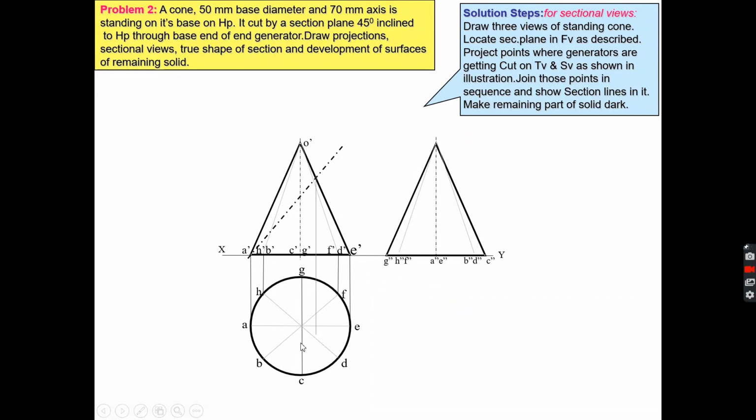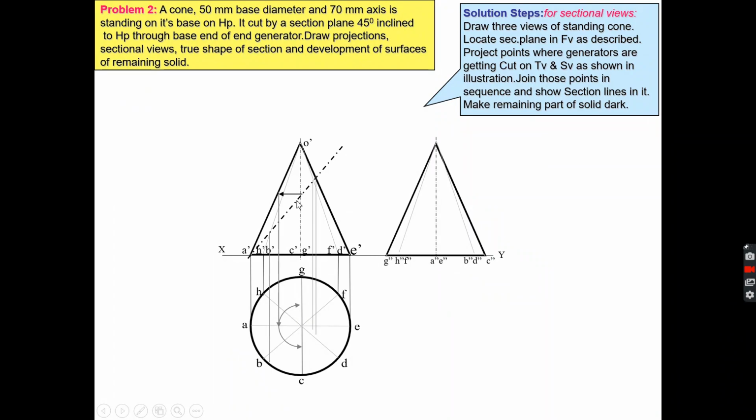This is your generator OE, this is your OE, this is your generator O dash, F dash and O dash, D dash. This is your OF and this is your OD. The similar way you can transfer all the points, but this point you can transfer as I told you in the previous problems. You have to transfer this point on this generator like this, and then you can transfer it to the top view of the cone like this.